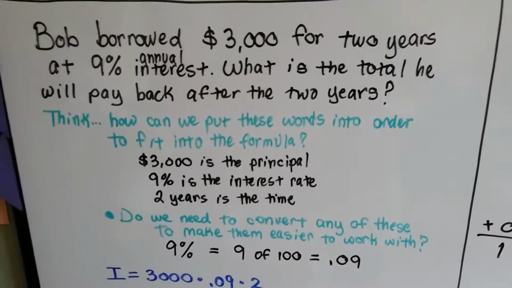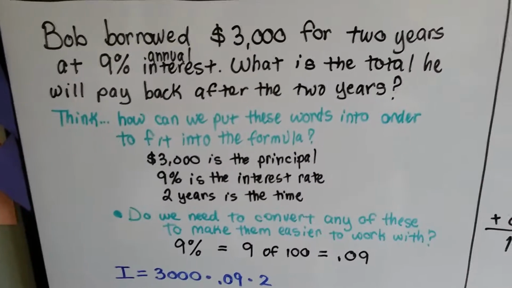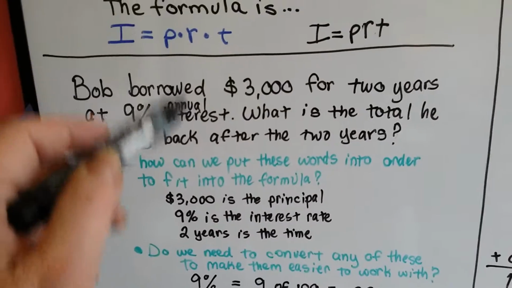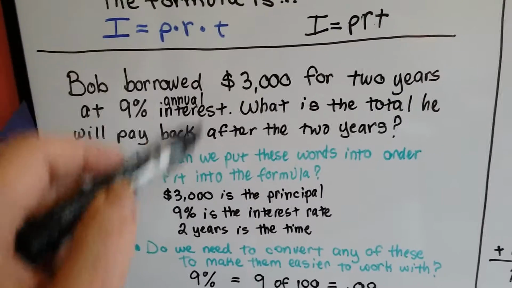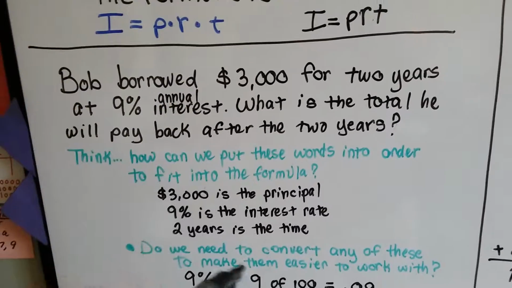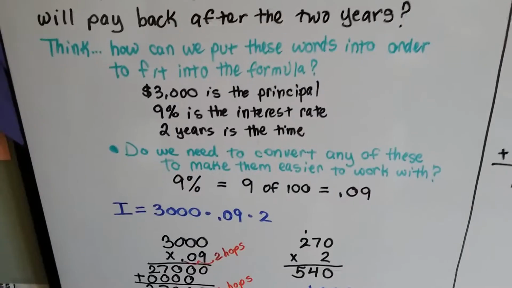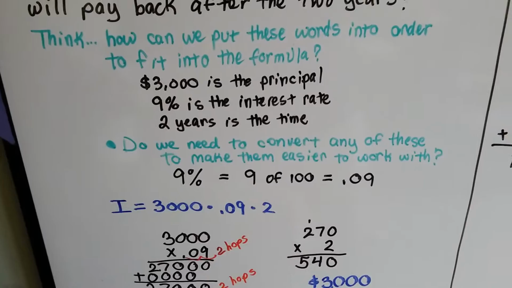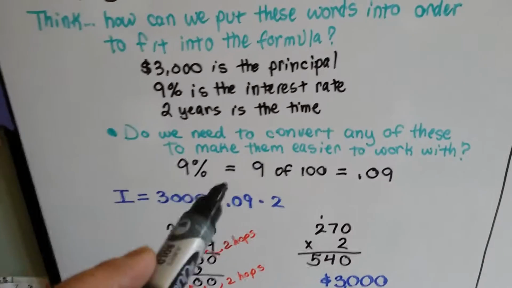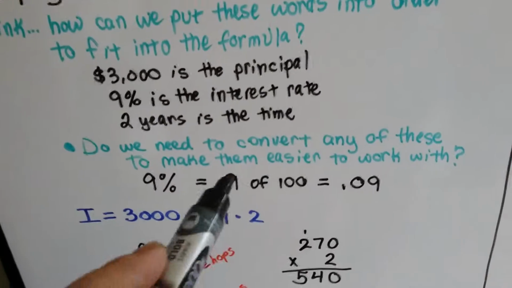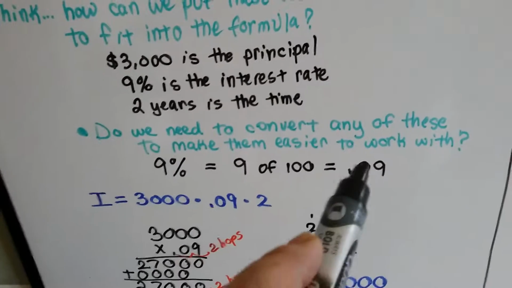So we think, how can we put these words into order to fit into the formula? Well, here's our formula. We've got $3,000 for the principal, 9% for the interest, and 2 years for the time. There we go. Do we need to convert any of these to make them easier to work with? Well, yeah, that percentage could be a decimal, couldn't it? So 9% is really 9 of 100. That's 9 1/100ths, so it's 0.09.